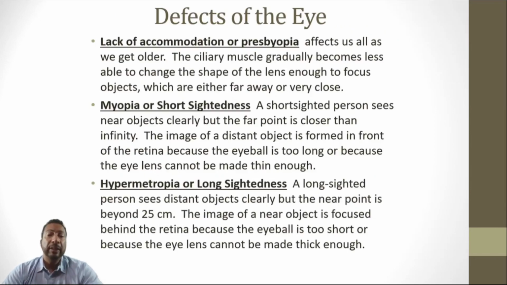What are some defects of the eye? Well, being unable to view far objects or near objects in focus is what we call lack of accommodation, or presbyopia. And it affects us all as we get older. Why does it occur? Because the ciliary muscles gradually become less able to change the shape of the lens enough to focus on objects which are either far away or very close.